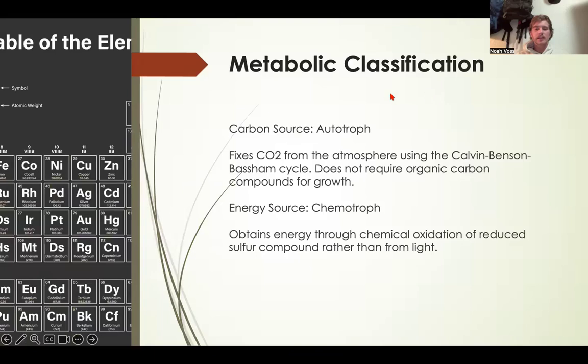The metabolic classification, its carbon source: it is an autotroph. It fixes CO2 from the atmosphere using the Calvin-Benson-Bassham cycle, also known as the Calvin cycle for short. It does not require organic carbon compounds for growth. Its energy source: it's a chemotroph, so that means it obtains its energy through chemical oxidation of reduced sulfur compounds rather than from light, like a phototroph.